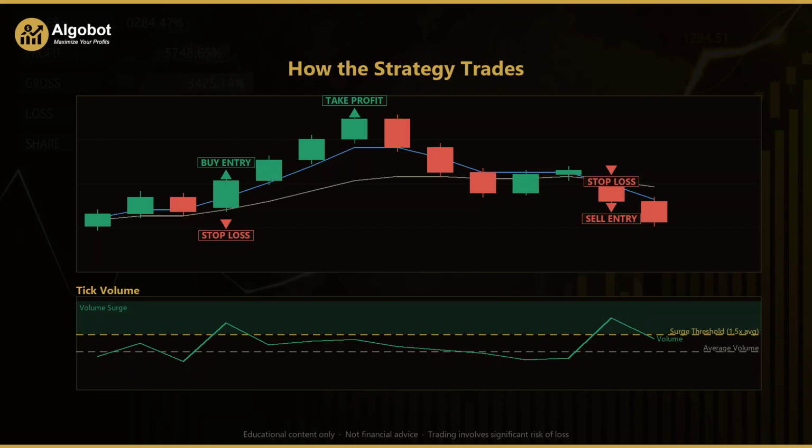Now watch the market roll over. After the peak, price declines sharply, and the fast blue line crosses below the slow gray line, which itself begins to slope downward. The trend filter has now flipped. The strategy considers this a downtrend and will only look for sell setups. Around the 10th and 11th candles, price rallies back up toward the fast-moving average, a counter-trend bounce. Notice the volume during this rally stays subdued, below the surge threshold, marking it as a weak, low-conviction move.